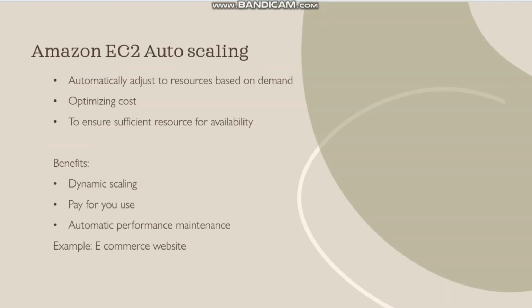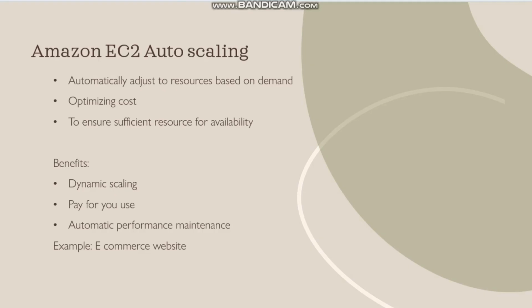Amazon EC2 auto scaling. Here the AWS will automatically adjust the number of instances based on the demand. Which means when the traffic increases, the AWS will launch more instances to handle it. And when the traffic decreases, the AWS will terminate the extra instances. By doing this, it helps us to optimize the cost also. Dynamic scaling means that it will adjust automatically to the workload, which means we don't need to do it manually and we pay for only what we use.